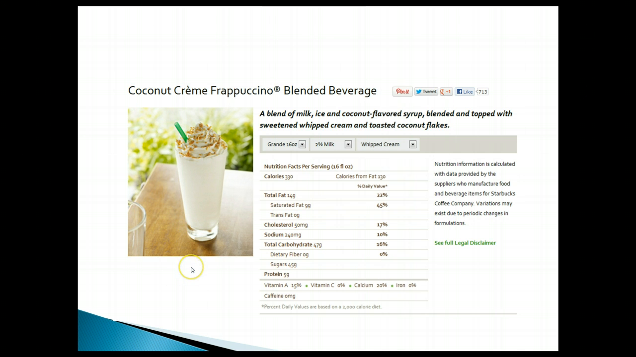Okay, I'm going to go ahead and make a new video to give you more examples of nutrition labels.